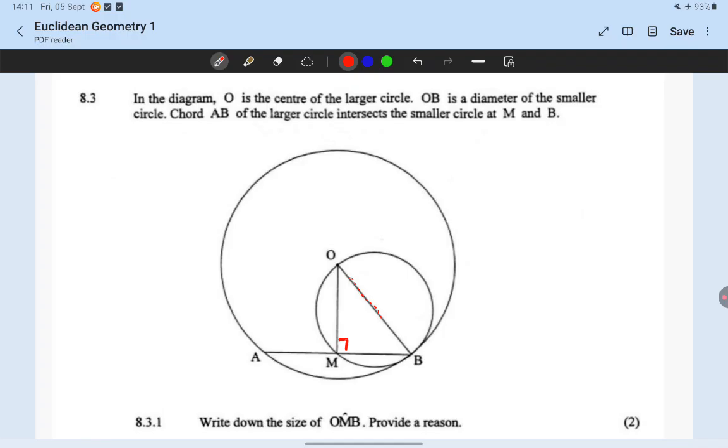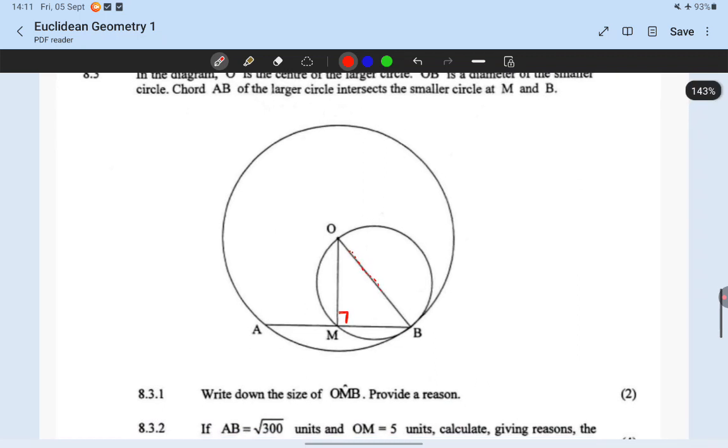Chord AB of the larger circle intersects the smaller circle at M and B. So write down the size of OMB and provide the reason. And we have already said that OMB is equivalent to 90 degrees. Why? Because this is the angle subtended by a diameter, or you can say angle in the semicircle. You just do it the way that you want. So these are 2 marks for free. So this is the mark for saying 90 and also the reason.